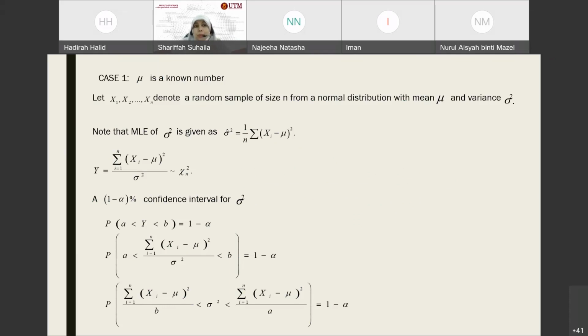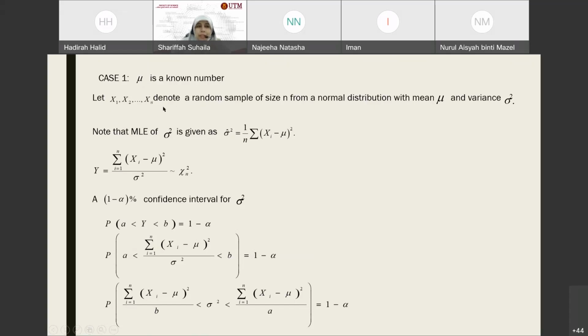So when mu is a known number, you don't have to estimate your mu. Okay, but the variance sigma square is unknown. Okay, and then the other case, mu is an unknown number. Mu is an unknown number. So that means we need to estimate the parameter mu, and at the same time we need to estimate your population variance. Okay, so let us refer to the first case. So this one is mu is a known number.